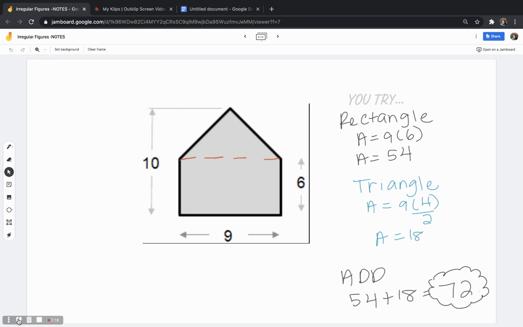All right, you should have gotten a total area of 72. So the rectangle is 9 by 6, which gives you 54. The triangle has a base of 9 and a height of 4, which gives us a total area of 18. And then when you add the two areas together, that would give you 72.